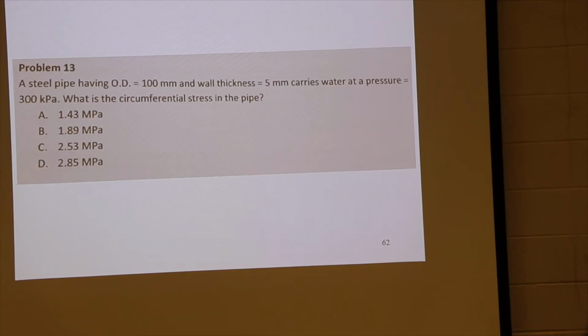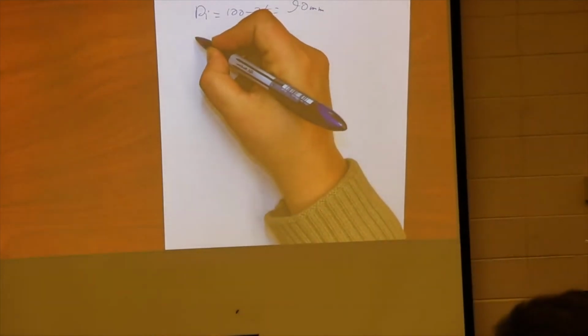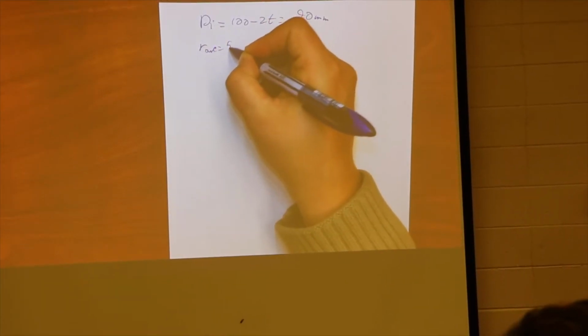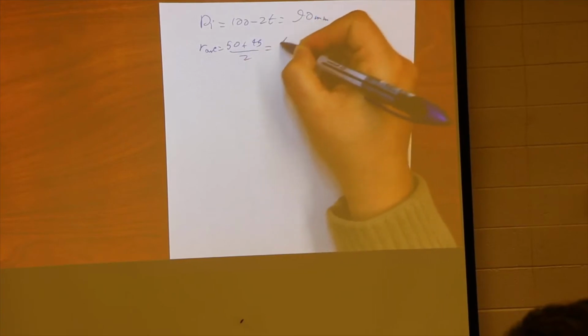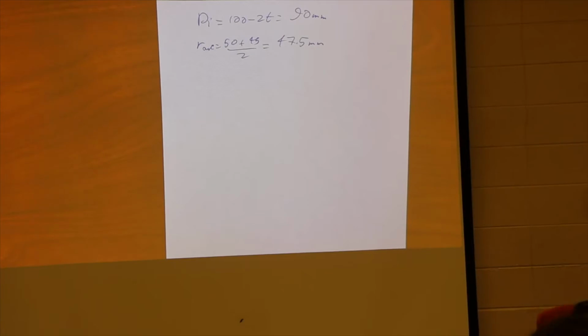Here, t inner equals 100 minus 2t, so it's equal to 90 millimeter. Mean radius or average equals 50 plus 45 over 2, equal to 47.5. I don't know why you are insisting on this while you are teaching it in strength. The thing is it depends how big the radius is compared to the thickness. So if it's a very large thing, the inner radius will suffice. If it's fairly small, the mean radius will be more accurate in this case.